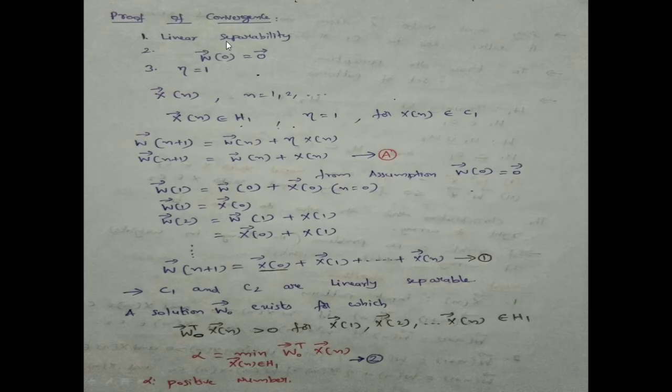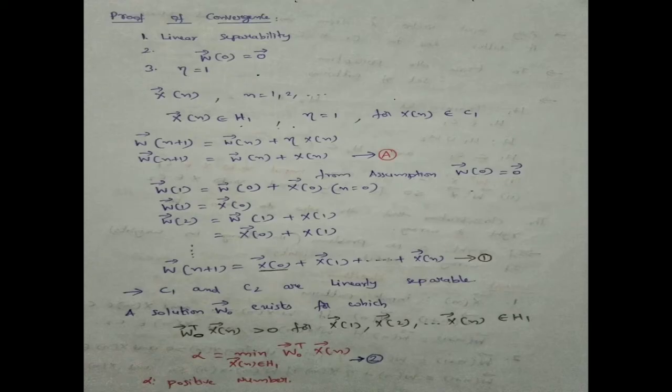The first one is linear separability, as already discussed, and the second assumption is W of 0 is equal to 0, that is, the weight vector we are using initially is a 0 vector. Initially we are assuming all the weights to be equal to 0. The third assumption is eta is equal to 1.